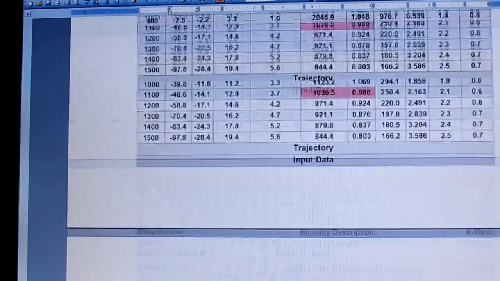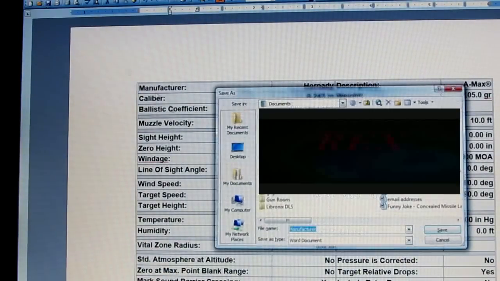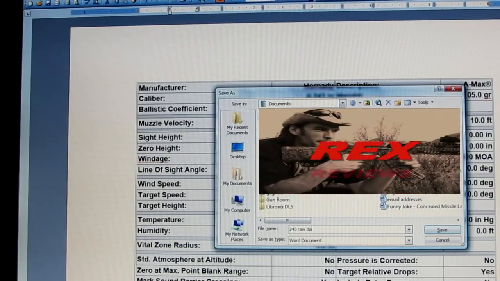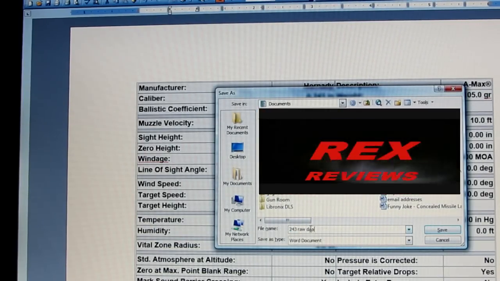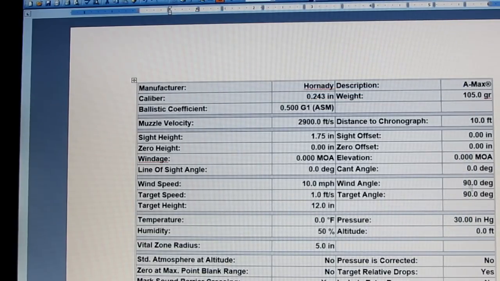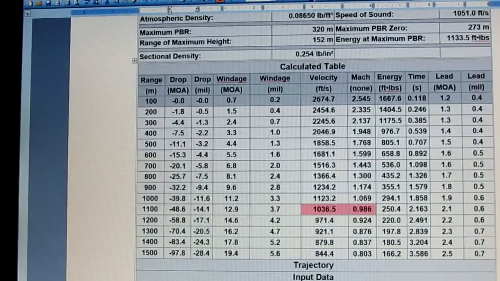So let's just go here. We've been saving all this, and we're going to go ahead and save that. We're going to save as 243 raw data. There we go. And then hit save. Okay, so we're going to come back to the Word sheet here, and we're going to simply find our wind.